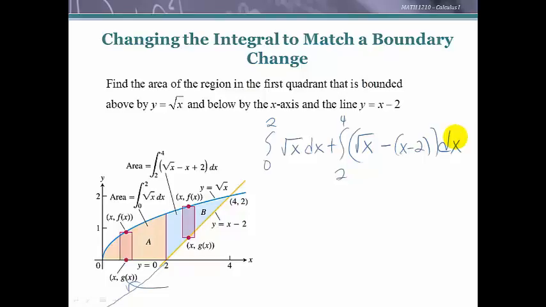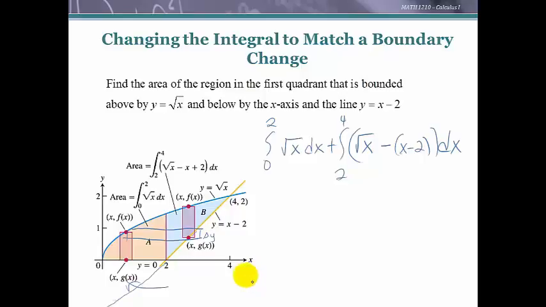Now that works, but it involves splitting that up into two pieces and working two different integrals. So there is actually another option, and that option is, what if we made the rectangles going the other way and we expressed x as a function of y, and we had a little thickness delta y, and then we integrated this thing with respect to y.